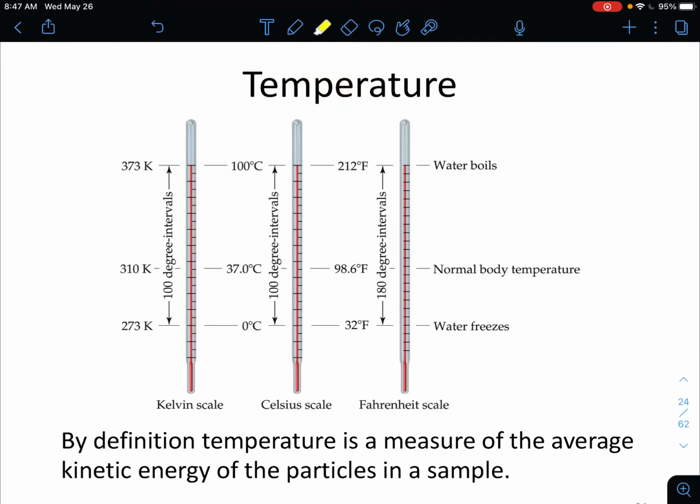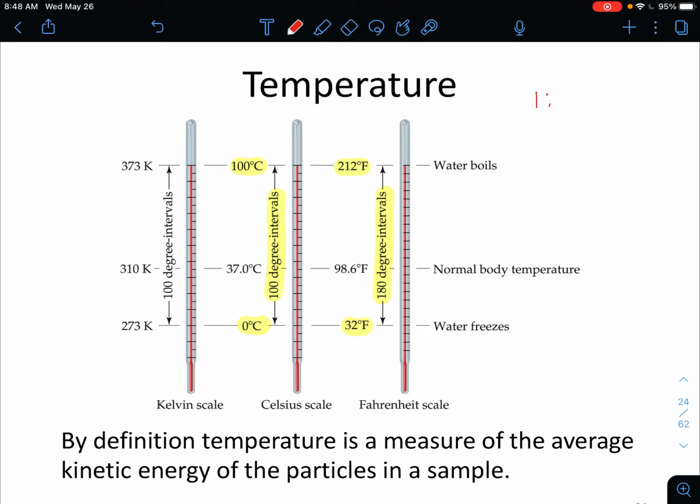Okay, so very briefly here, here's 32 Fahrenheit and 212 Fahrenheit, the freezing point and boiling point of water, which correlates to 0 degrees Celsius and 100 degrees Celsius. So what we see is a range of 100 degrees on the Celsius scale correlates to a range of 180 degrees on the Fahrenheit scale.